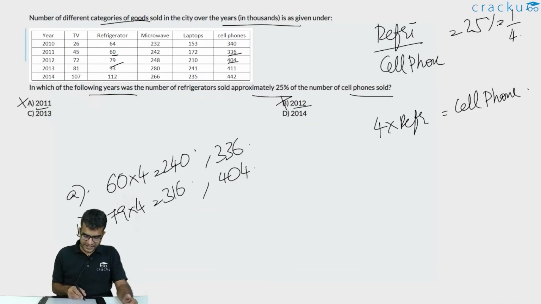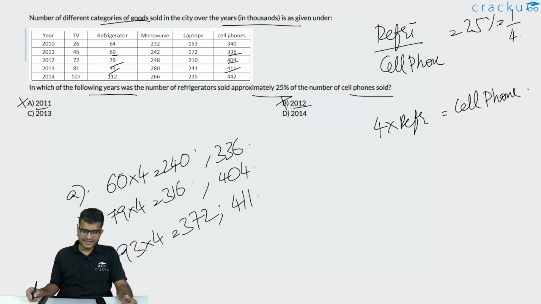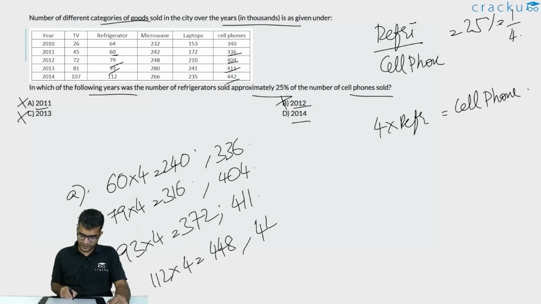C is 2013, where the number of refrigerators sold is 93. 93 into 4 is 372. The number of cell phones sold is 411. This also is not super close to each other, so again we will ignore it. Option D is 2014, which is 112. This is the number of refrigerators sold, into 4 is equal to 448. And the number of cell phones sold is 442. Both of these are actually quite close to each other. So the correct answer is option D.